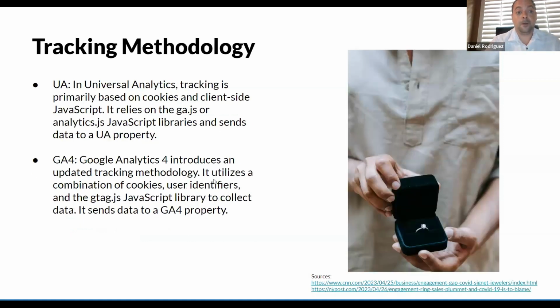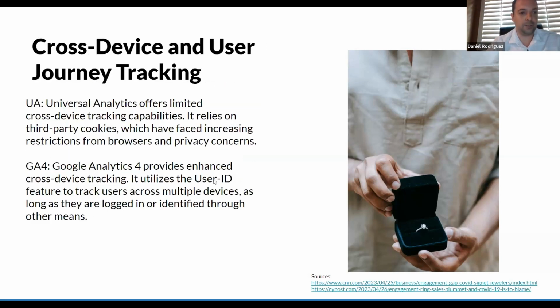The second step is the tracking methodology. In the old Universal Analytics, the tracking is based on cookies, and it's done via JavaScript. Whereas Google Analytics 4 uses a combination of GTag, the JavaScript, and a very expanded set of identifiers that connect with the cookies. So there's more data to track and to make decisions with that you can utilize to your benefit. And we can talk about this later on in this webinar.